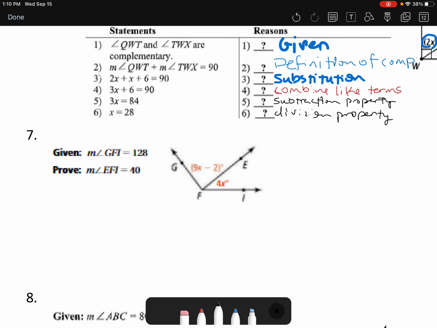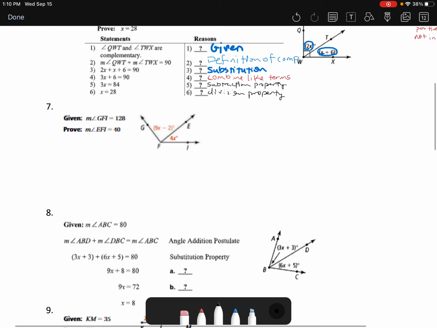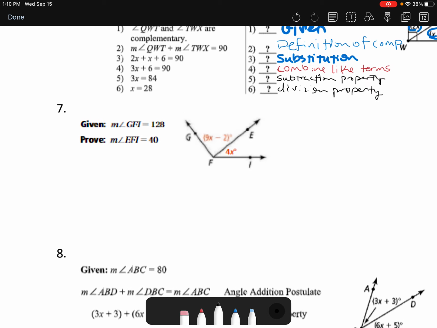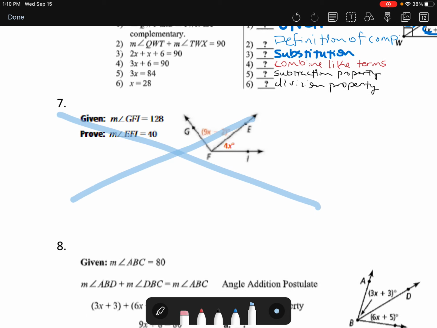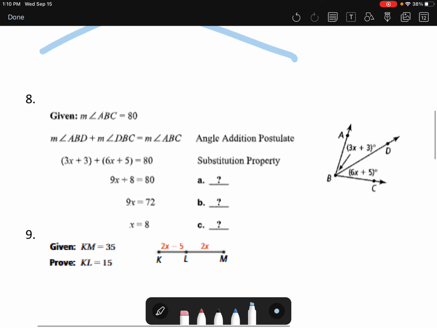Take a look at number 7. Number 7 is given that the whole thing, GFI, is 128 degrees. It's asking us to prove that EFI equals 40. So, we start with the information that's given. I tell you what, go ahead and skip this problem. Don't worry about number 7 on your review. Skip on down to number 8, where we're just filling in those blanks right there.